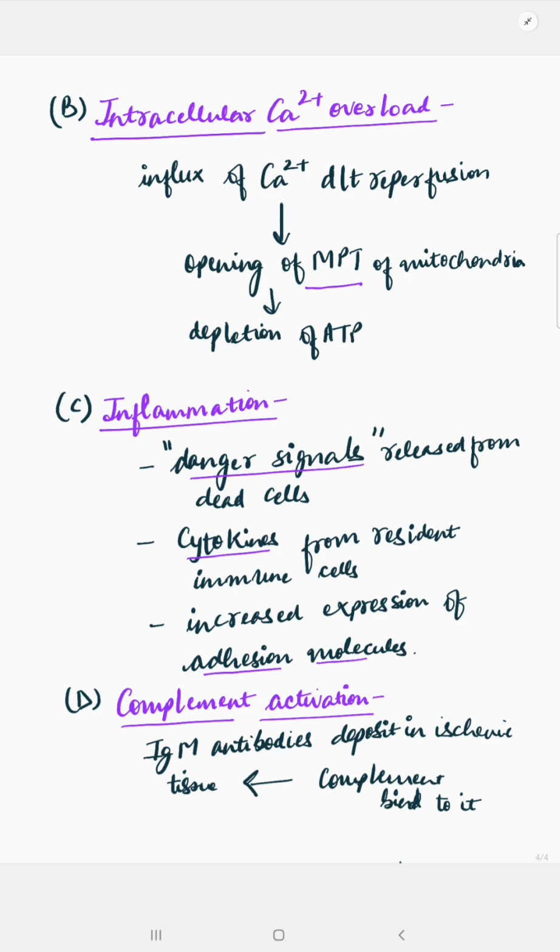Some IgM antibodies are also seen to deposit in the ischemic tissue, which forms the binding site of complement. As a result, the complement system also contributes to ischemia reperfusion injury.